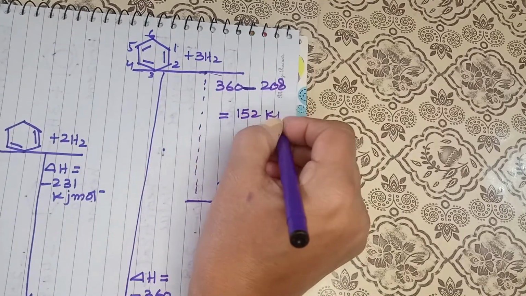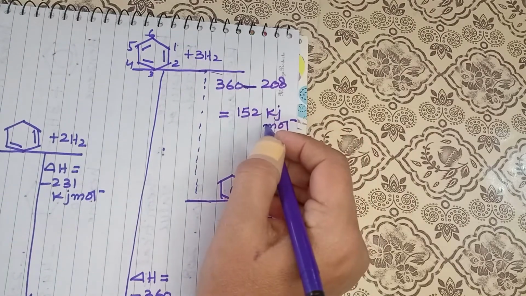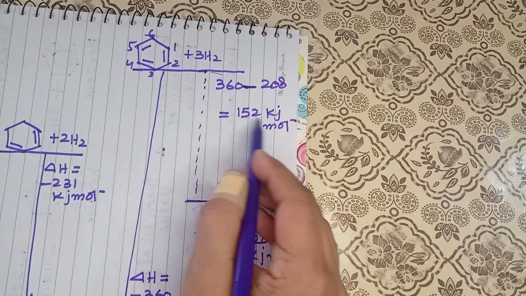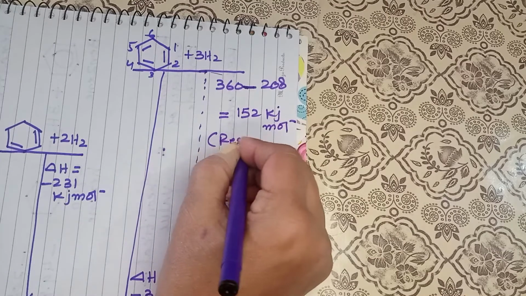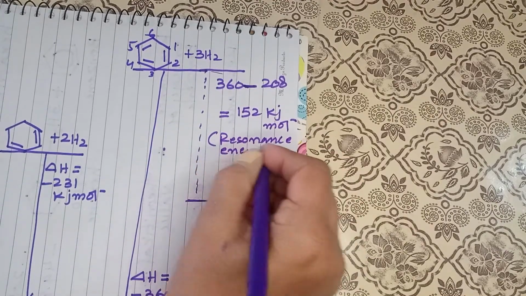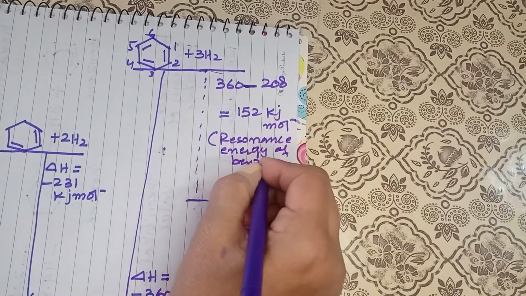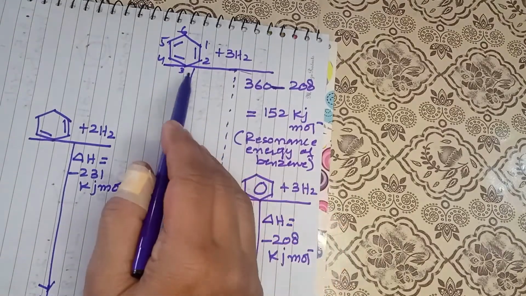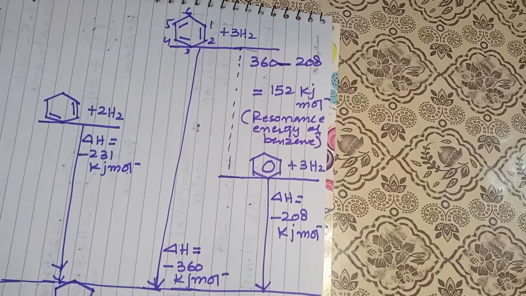152 kilojoule per mole. It means this is the resonance energy of benzene. That is 152 kilojoule per mole. This is the resonance energy of benzene. It means benzene is this much stable as compared to the hypothetical molecule. I hope you got the concept, students.